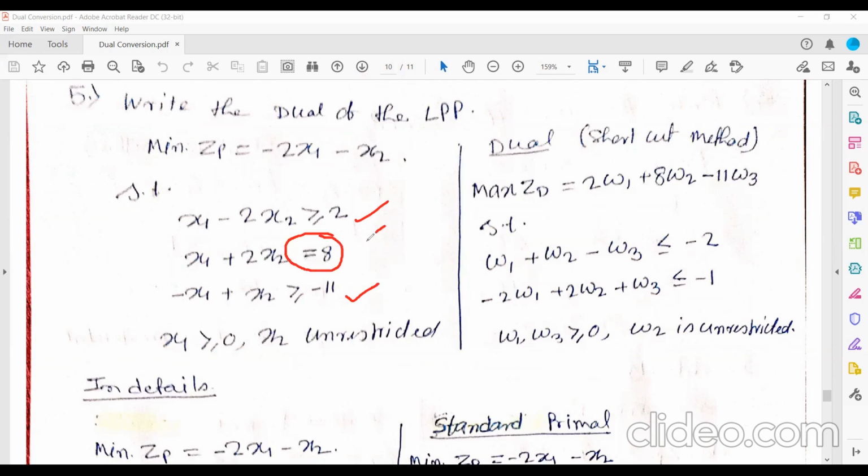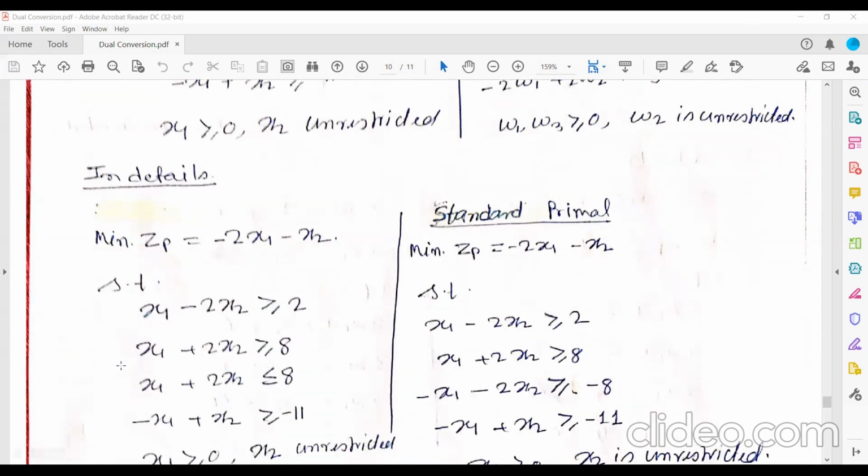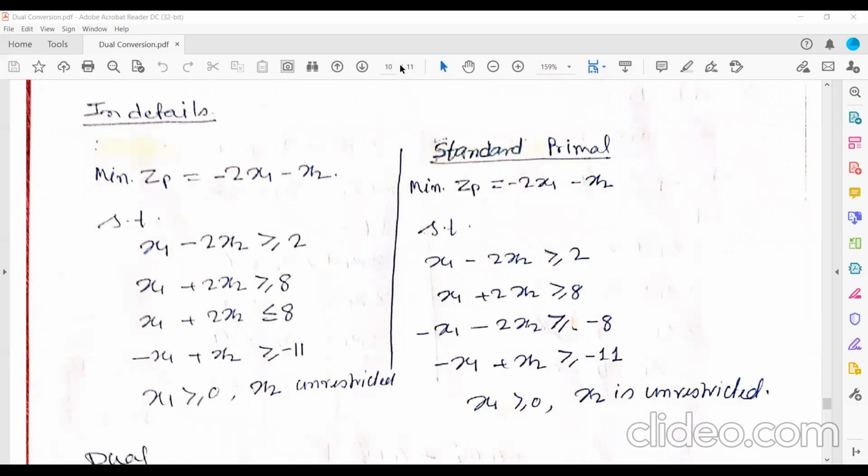That means first you need to write x1 plus 2x2 as less than or equal to, and then greater than or equal to. So you need to write two inequalities for this one, which I have done here. One I have written as greater than or equal to, another as less than or equal to. Since the problem is minimization, all should be greater than or equal to. So wherever there is less than or equal to, multiply the whole inequality by minus, and that converts to greater than or equal to. So that is the standard LPP I have done here.